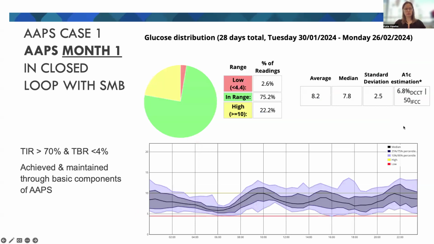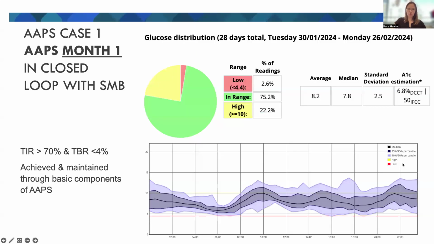And throughout the course of the first month, she maintained a great time in range of 75%, kept the lows down at 2%, and that's for less than 4.4, so not too many lows, and maintained an overall trace that she was quite happy with. And that was just through the basic standard settings, carb ratios, ISFs, basals, and running quite happily on aAPS that first month.